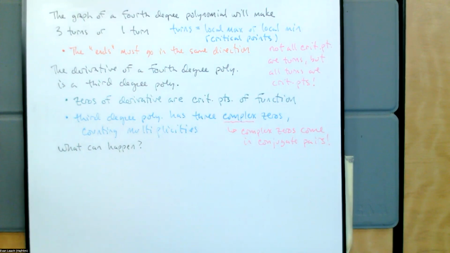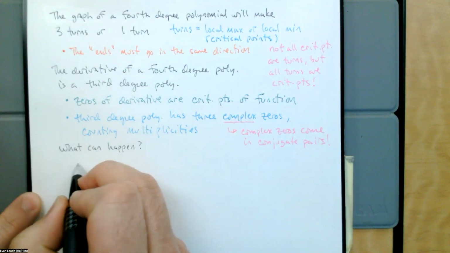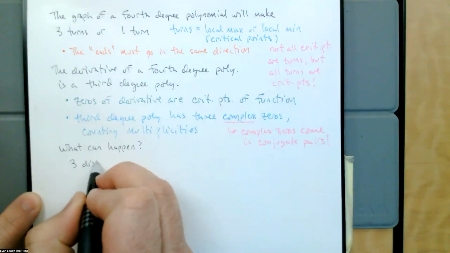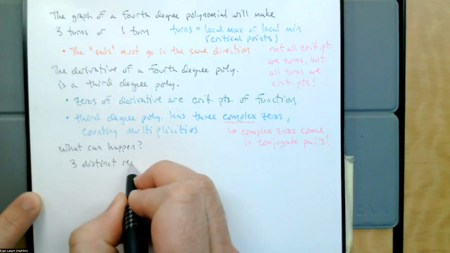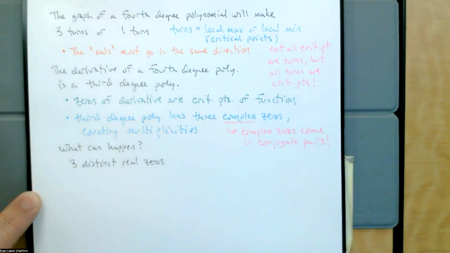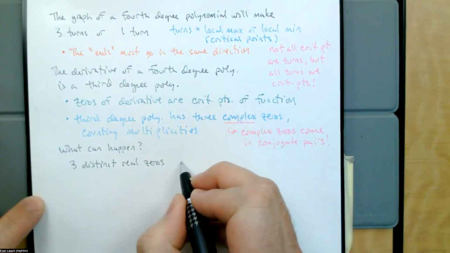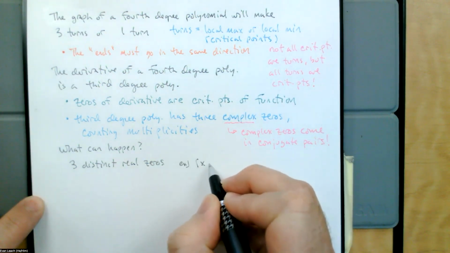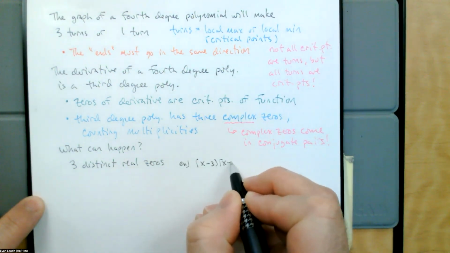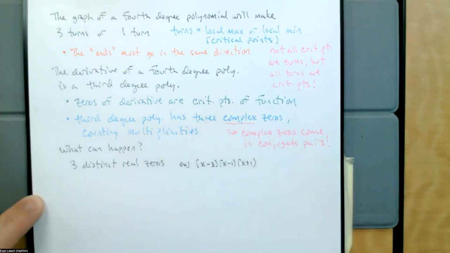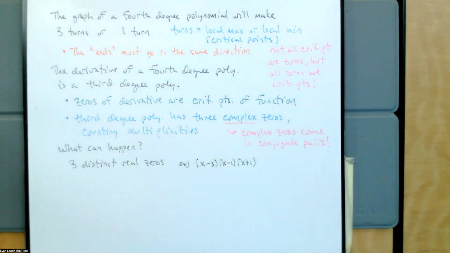It could be that we have 3 distinct real zeros, which means that for example, I'm just going to use an example: x minus 3 times x minus 1 times x plus 1. Each real zero will correspond to a factor.